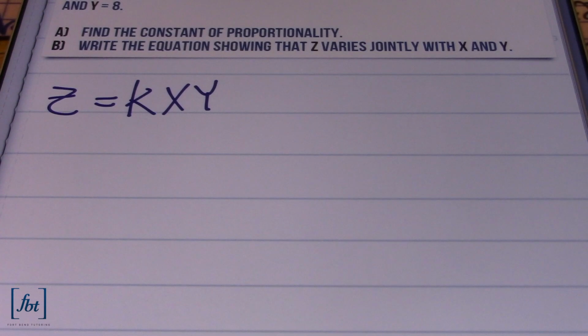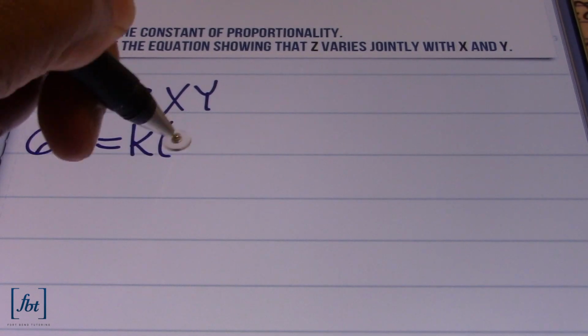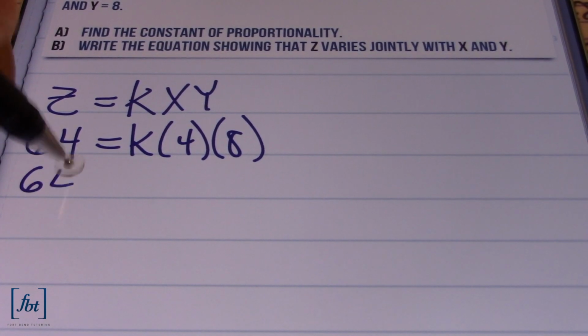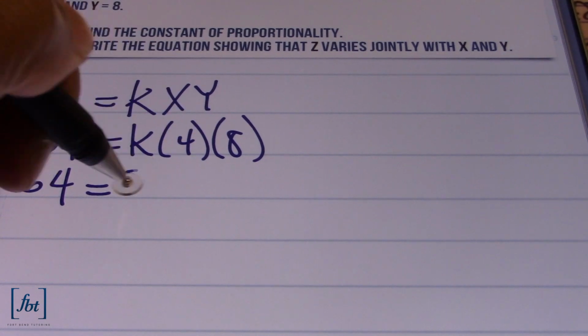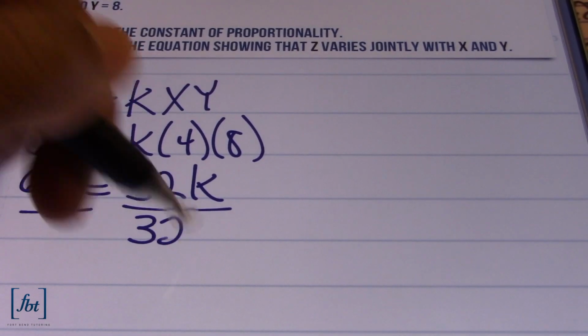That's my setup. Based on our given information from the problem, we know that our value of z is 64 when x equals 4 and y equals 8. Simplifying our equation, we now have 64 equals 4 times 8, which is 32k. And then I'll be dividing both sides by 32.